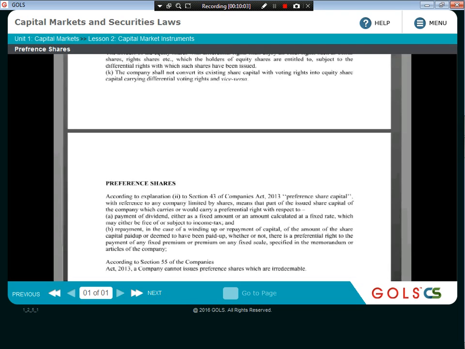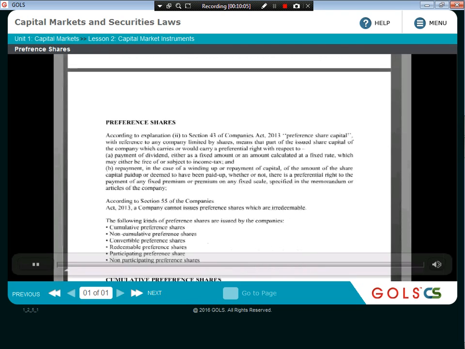Second instrument is preference shares. As the name will tell you, they are called preference shares. As the name itself suggests, preference shares means, with reference to any company limited by shares, that part of issued share capital which carries a preferential right. So any shares which carry a preferential right are called preference shares.